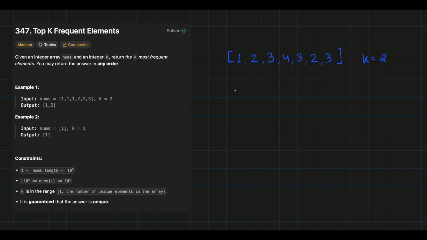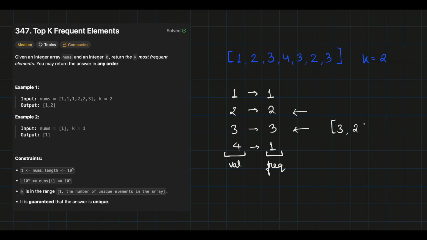So given this example, 1 occurs 1 time, 2 occurs 2 times, 3 occurs 3 times and 4 occurs 1 time. So here this is the value and this is the frequency. So we can see 3 is the number that occurred most times. So we go for 3 and the next, 2, occurs the most after 3. So we return 2, 3 and 2 will be our answer.